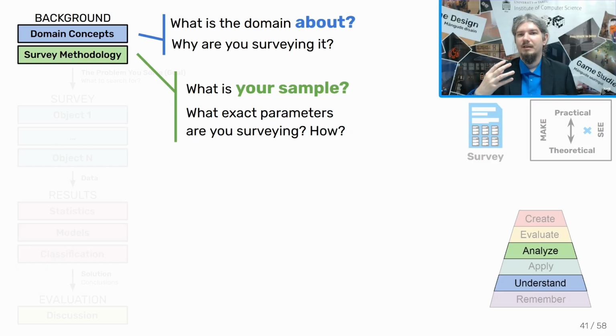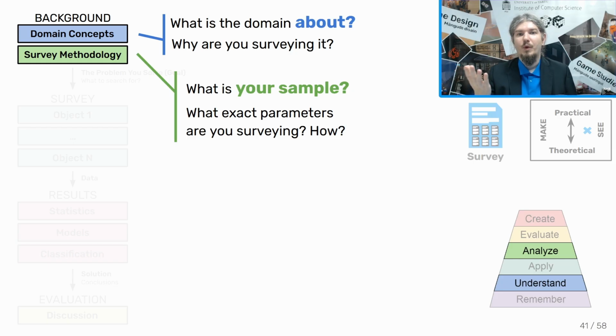So maybe if these are virtual reality headsets, maybe one of the parameters is how hot the user feels when using them for a prolonged period of time. Of course, another parameter could be the price of a headset. And in both of those examples, of course, you should describe how you are surveying those parameters.